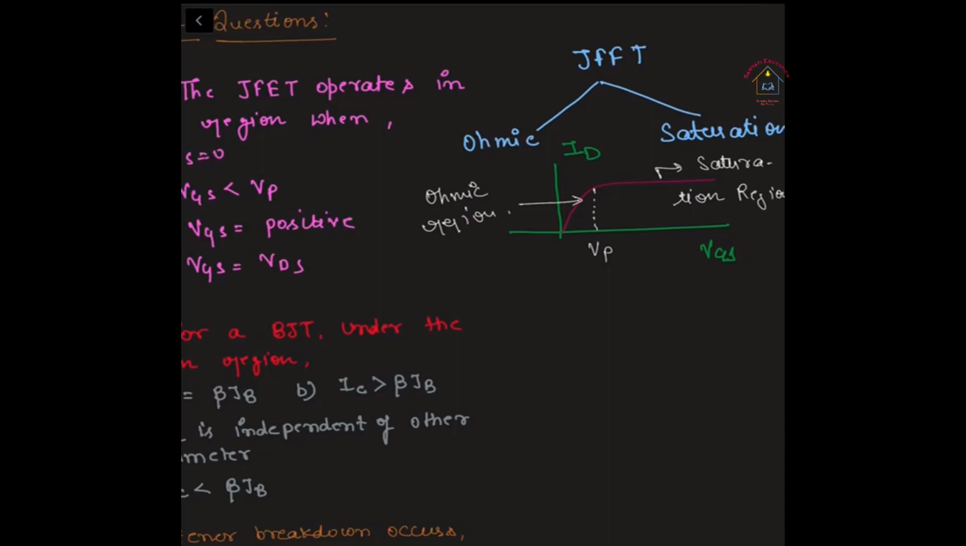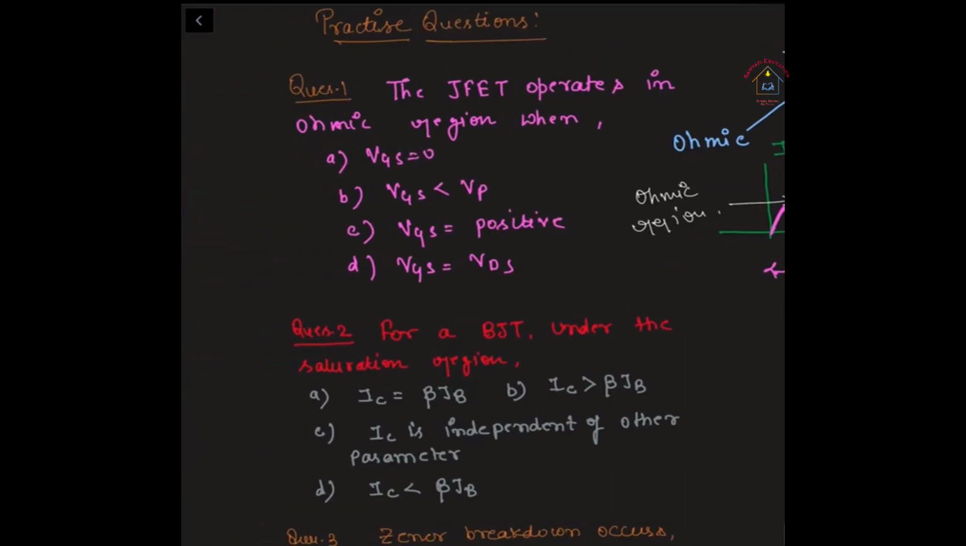Okay, so ohmic region is also called linear region or triode region. In this characteristic, we can see when the VGS is less than VP, we are getting this region. So the condition to get ohmic region in JFET is gate source voltage should be less than pinch off voltage. So the answer will be B.